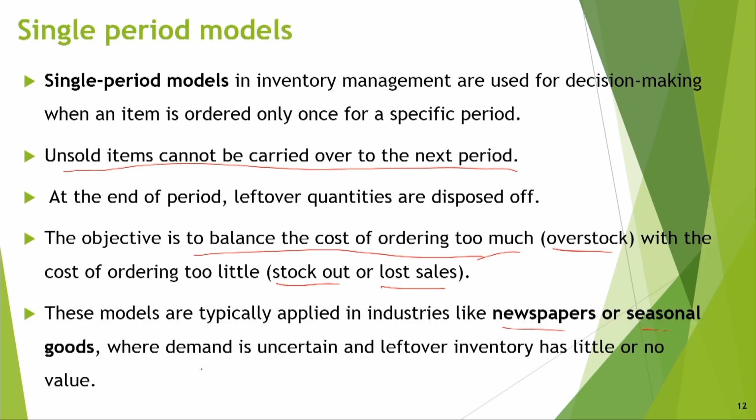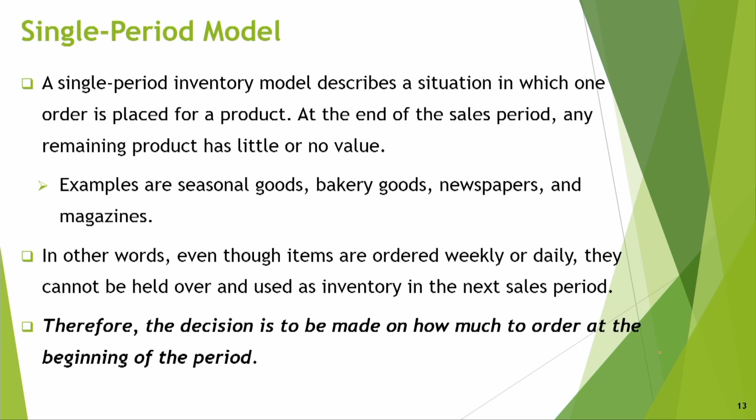But to make it interesting, many researchers have taken this problem mathematically, that how a newsboy, a newspaper boy, will decide how much to order. In these problems demand is uncertain and leftover inventory has some value maybe, or no value, or it may be 0. A single period inventory model describes a situation in which one order is placed for a product. At the end of the sales period, any remaining product has little or no value.